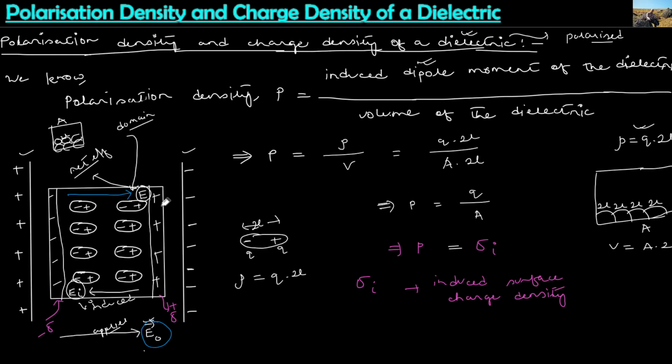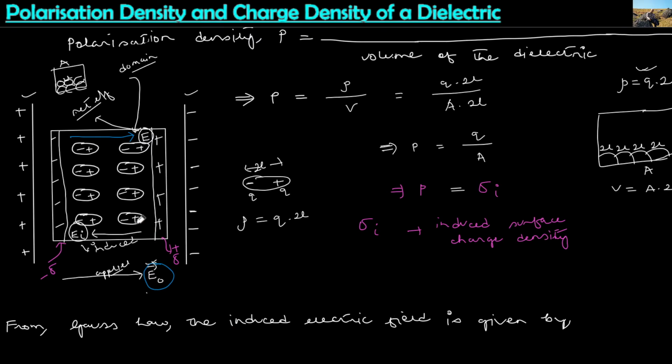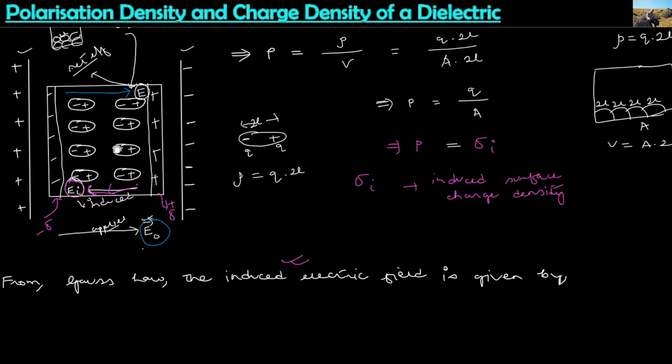Then from here, if we want to find the magnitude of the induced electric field, I want to find how much is this EI. We have indicated previously about this EI, and this EI is in this direction. So how will you find the magnitude of the induced electric field inside the dielectric? The direction of the induced electric field inside the dielectric, from positive to negative, is in this direction. That means this is the induced electric field.